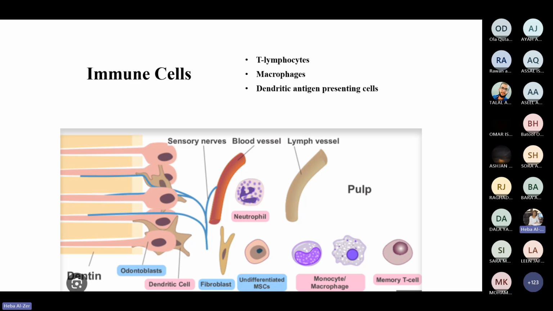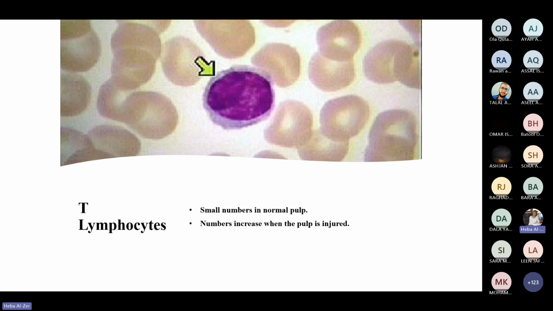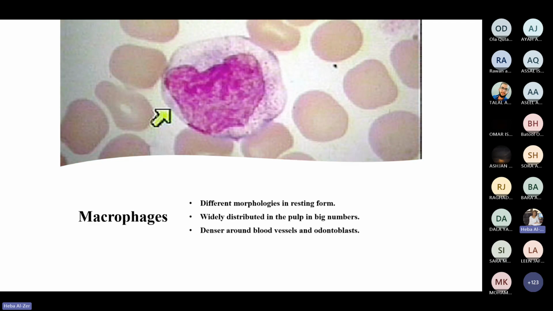What about immune cells? As I have mentioned earlier, there are T cells, macrophages, dendritic cells, and neutrophils. You have learned all of these cells, shapes, and histology in the general histology subject, so we are going to mention them briefly. The T lymphocytes are found in small numbers in the normal pulp, but they increase if the pulp is injured. The macrophages, you know that there are different kinds of macrophages that have different morphologies depending on the resting and non-resting form. They are widely distributed in the pulp, and they are denser around blood vessels and odontoblasts.